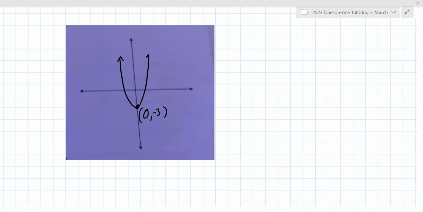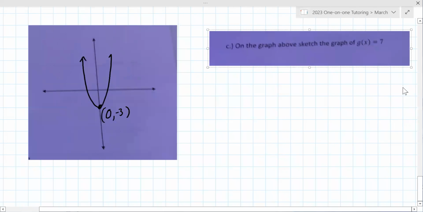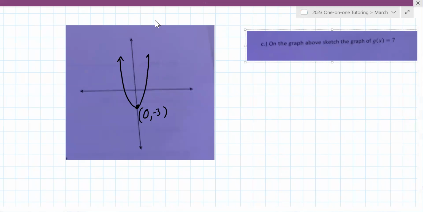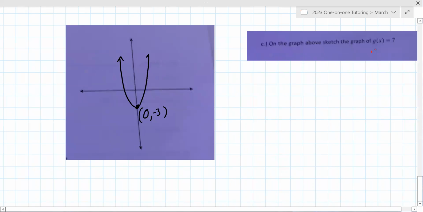Any questions on that before we move on to part C? No. Okay, so part C says to go to the graph and label g of x equals 7. What that really is, is y equals 7. Think of it as y equals 7. So it's a line where y is 7.